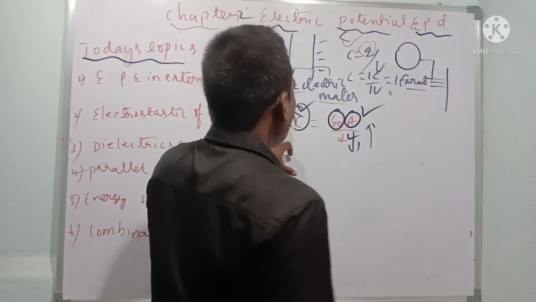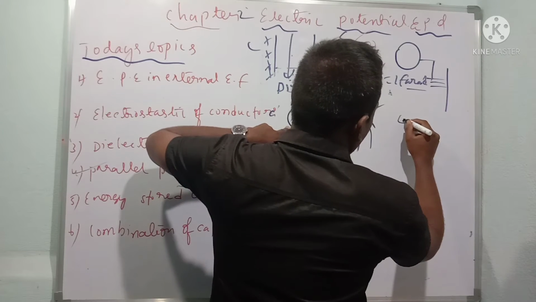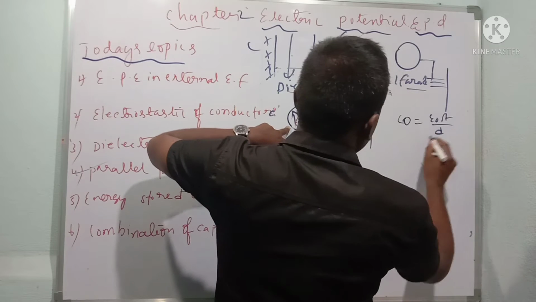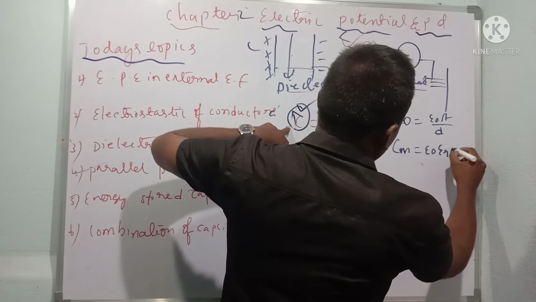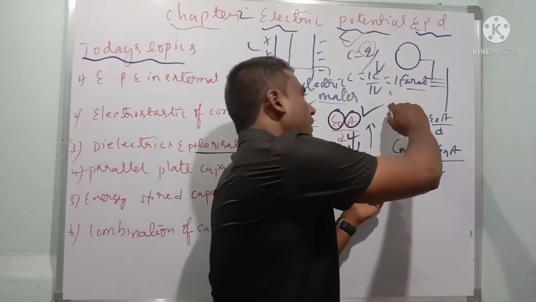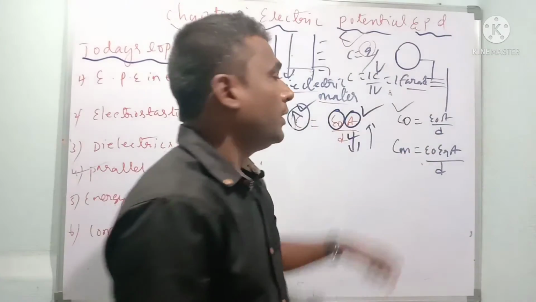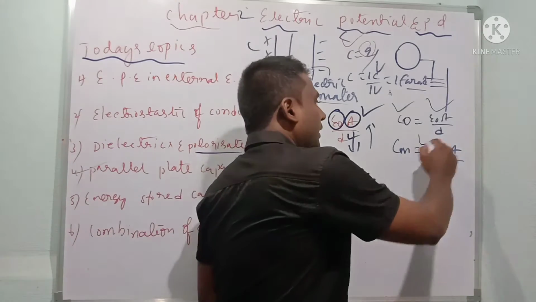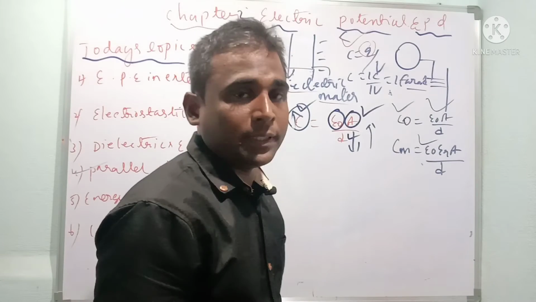Now here, when these two plates are kept in vacuum or air, we can write C0 is equal to epsilon naught A divided by D. If I keep them in any medium, that is epsilon A divided by D. So this is the two capacitors, without a dielectric medium and with a dielectric medium, like mica, paper, rubber, etc.